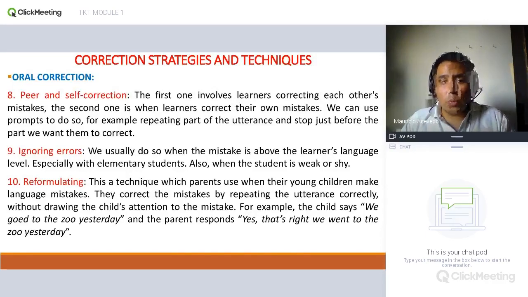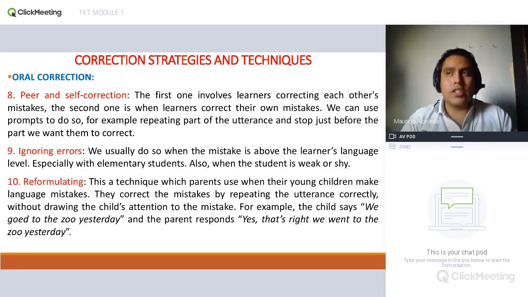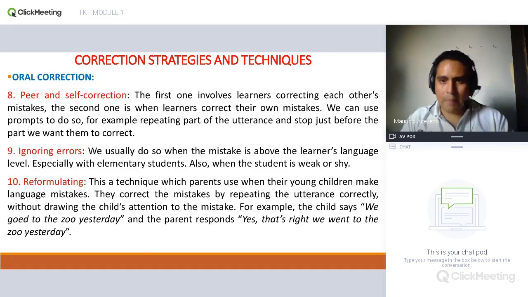and then you want them to realize their mistake. Okay, we can use prompts to do so. For example, repeating part of the utterance and stopping just before the part we want them to correct. So let's imagine, in the same sentence of present perfect, I have studied since 5 years. One more time, I have studied since 5 years. So you start, I have studied.